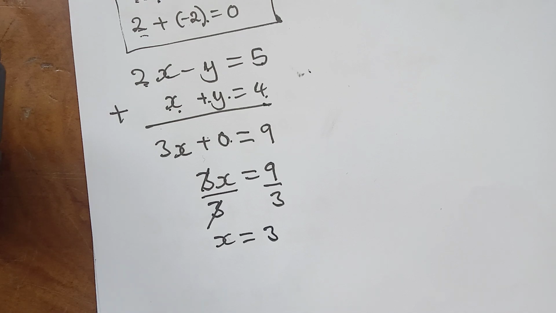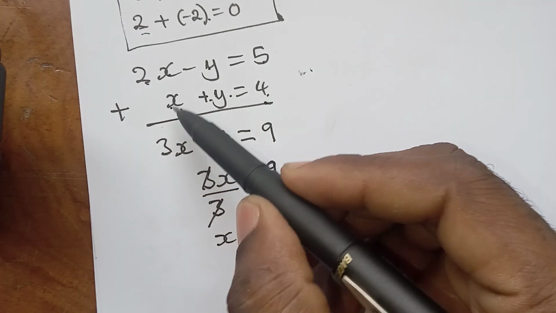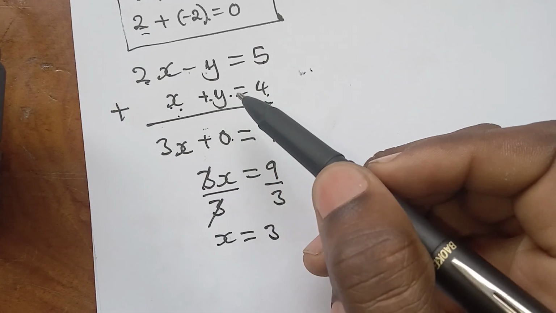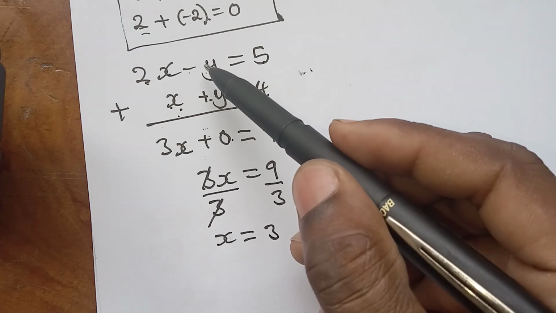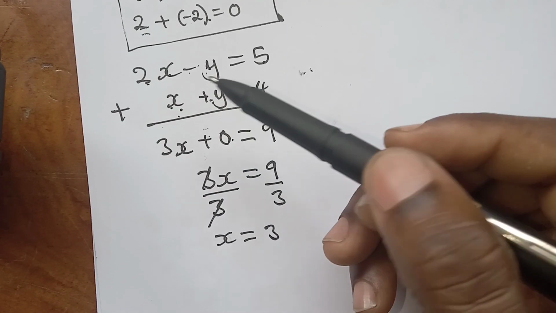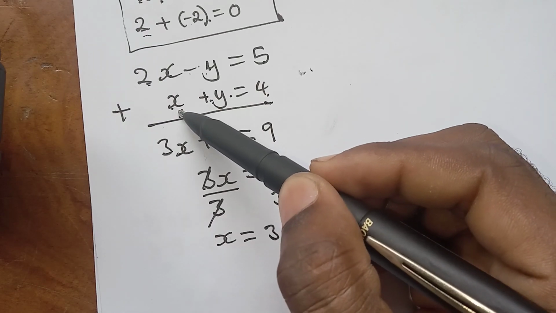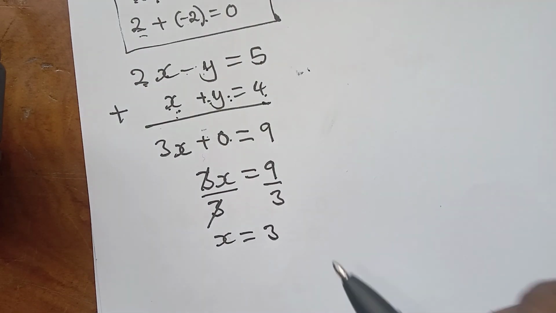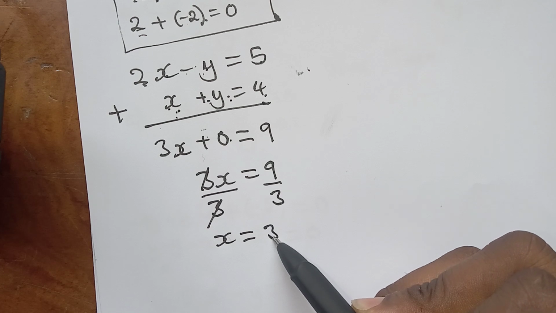So now to find the y value, remember we are solving the equations simultaneously. In other words, we are solving this equation and this equation at the same time. So we want to find the value of x and the value of y. So far we have found the value of x.